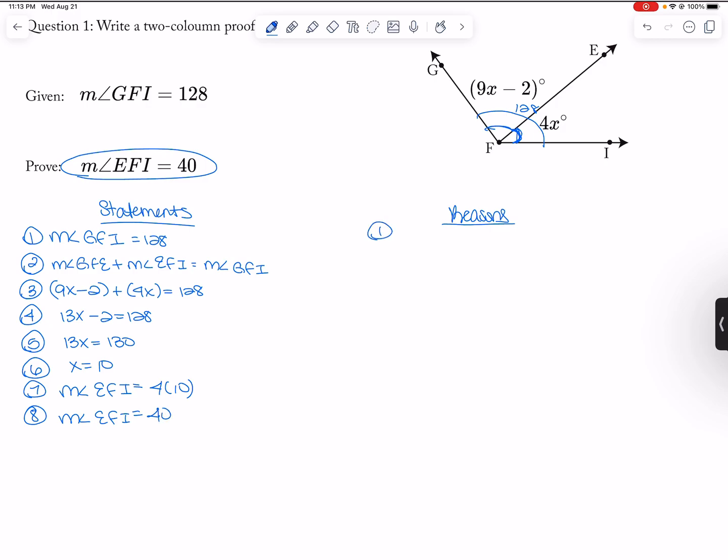Realistically, all I did was think, how am I going to solve for x first, before I solve for the angle. Then I can go through later and do my reasons. So that's given. This is segment addition postulate. Sorry, not segment. Oh my gosh, it's very late right now. Angle addition postulate. And then 3 is substitution. And then 4 is combine like terms.